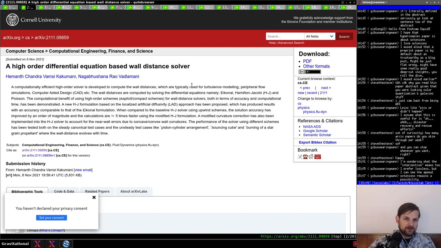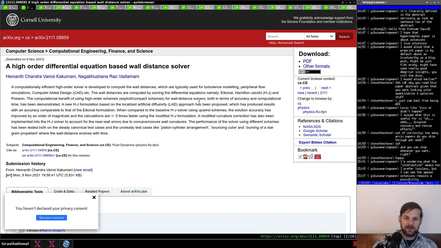A computationally efficient high-order solver is developed to compute the wall distances, which are typically used for turbulence modeling, right? Peripheral flow simulations, computer-aided design, etc. The wall distances are computed by solving the differential equations, namely Eikonal, Hamilton-Jacobi, and Poisson. The computational benefit of using high-order schemes for wall distance solvers, both in terms of accuracy and computational time, has been demonstrated. The new Hamilton-Jacobi formulation, based on the localized artificial diffusivity approach, has been proposed, which has produced results with an accuracy comparable to that of the Eikonal formulation.